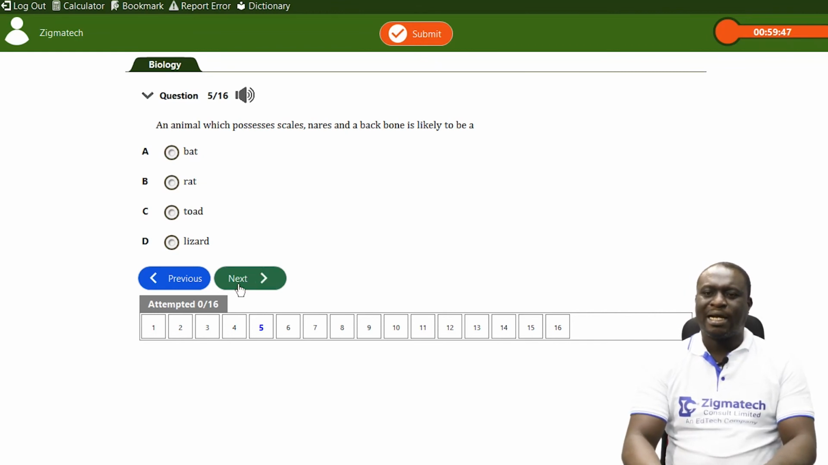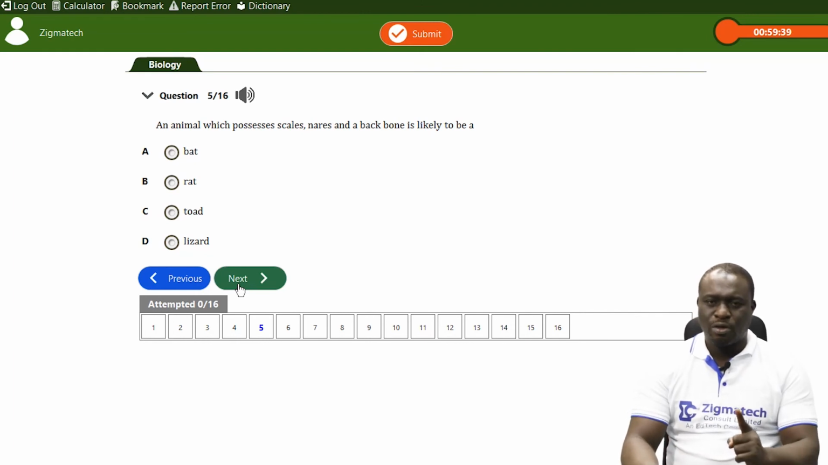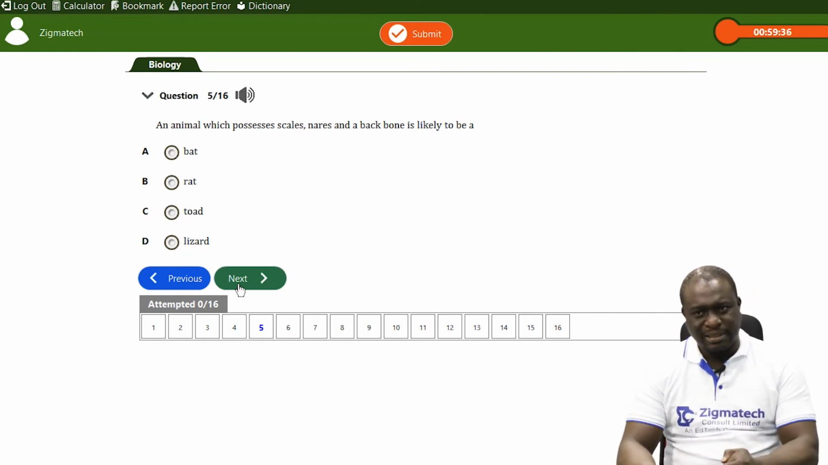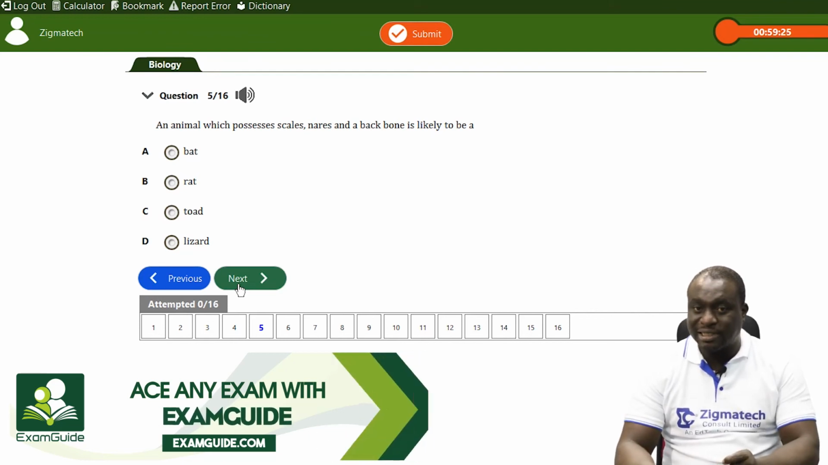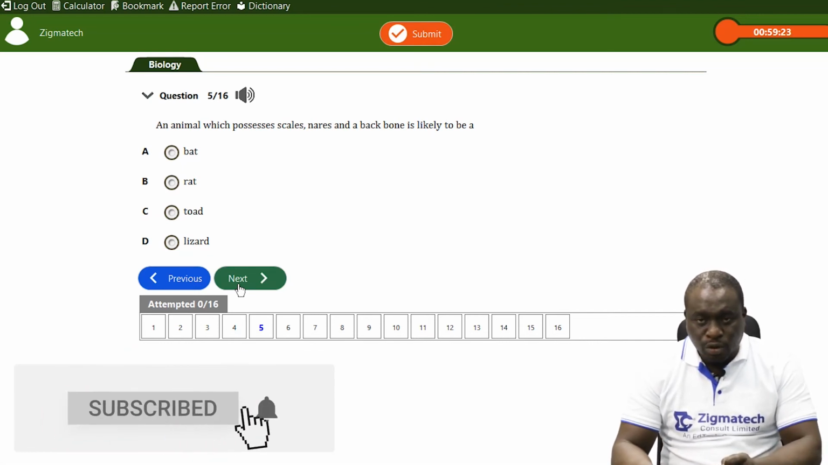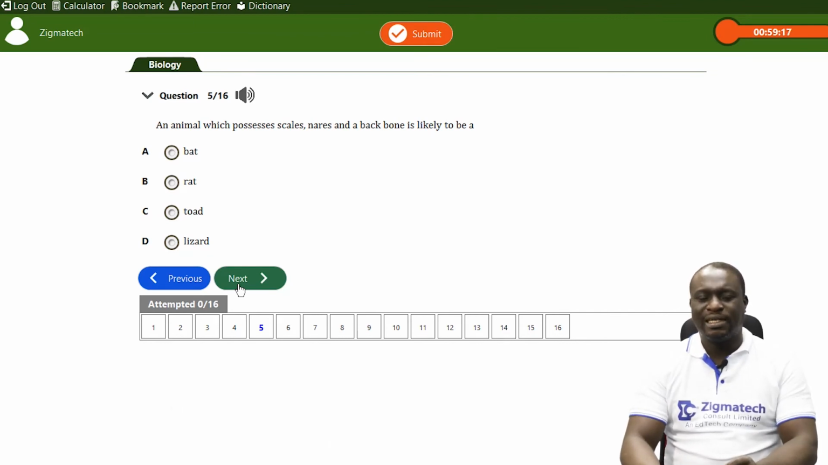Question 5. An animal which possesses scales, nerves, and backbone is likely to be what? Now, your option can be A, bats. Bats don't possess scales. Yes, they have backbones. Option B is rats. Rats don't possess scales. C, toad. Please take note, toad don't possess scales. And then the last one is D, a lizard. Lizards possess scales. So our correct answer is option D. All right? Let's move to the next.